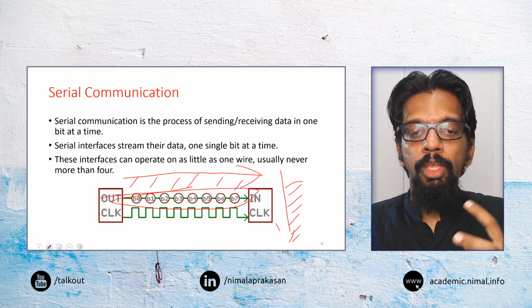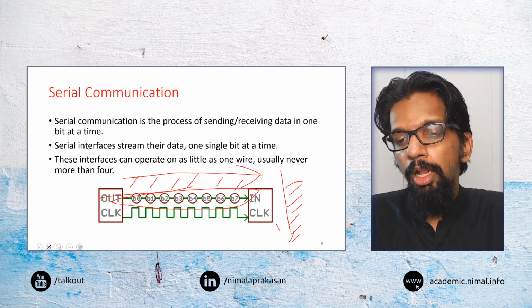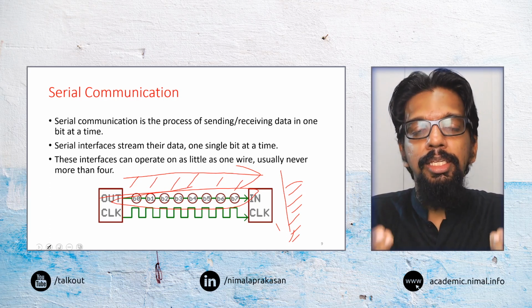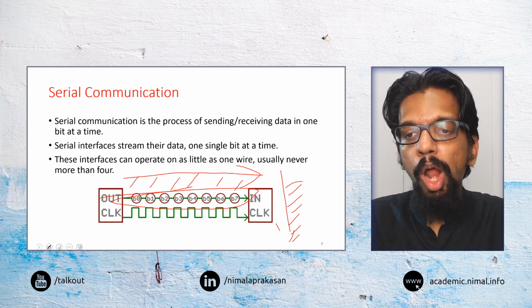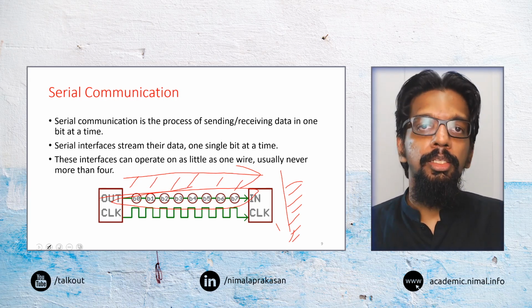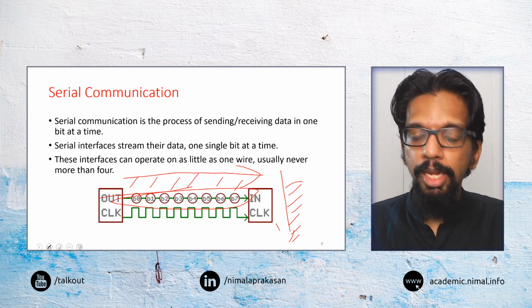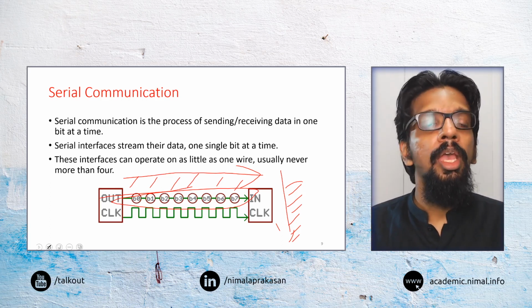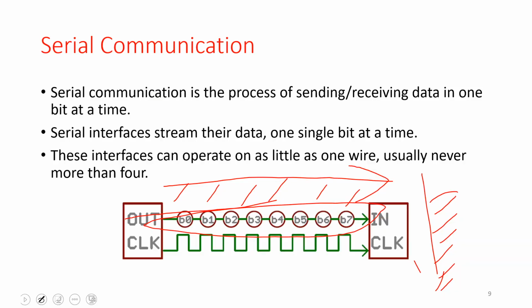And the basic necessity is that we should have at least one wire to send a serial communication. But again, as with parallel communication, we may have additional wires to do other things like sending clock signals and so on.